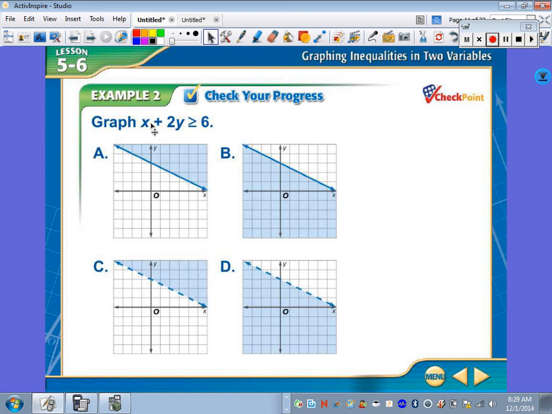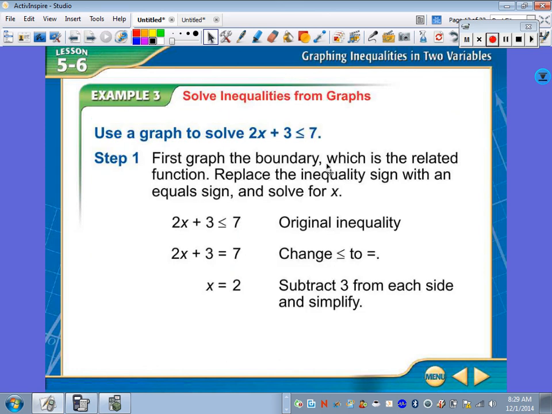Now here you're going to use a graph. Notice there's no y, there's only x. So what we're going to do is we're going to subtract 3 from both sides. Okay, and then you're going to divide by 2. So if you subtract 3 from both sides, what you have in here is you have 2x equals 4. Divide both sides by 2, and you get x equals 2.